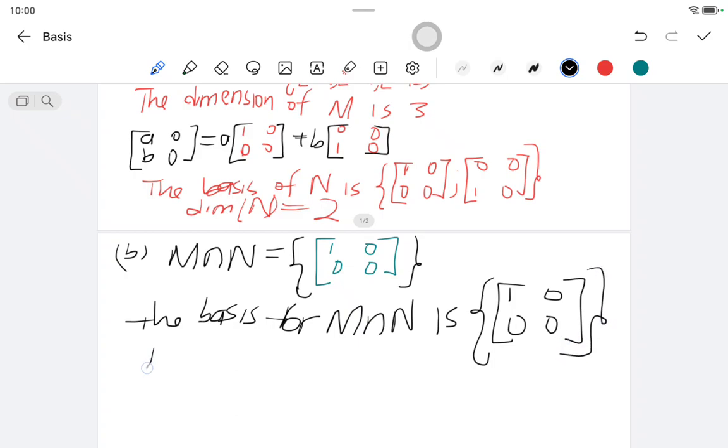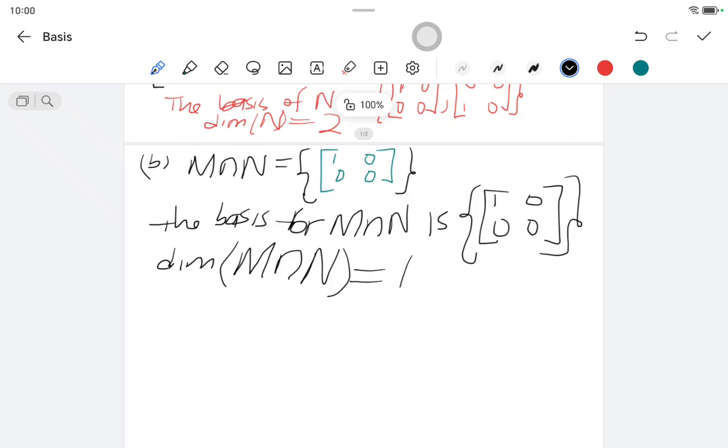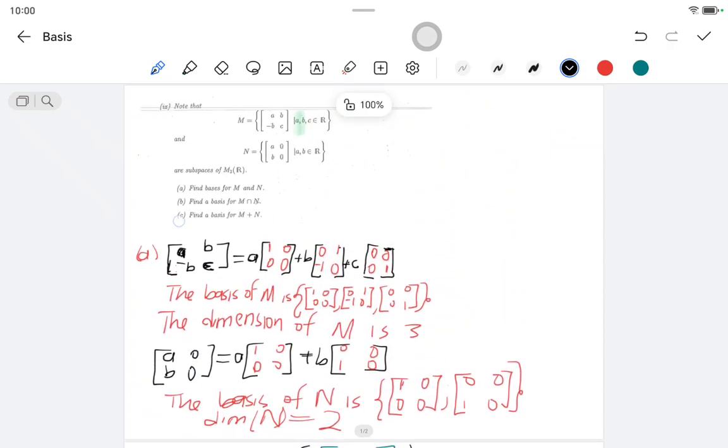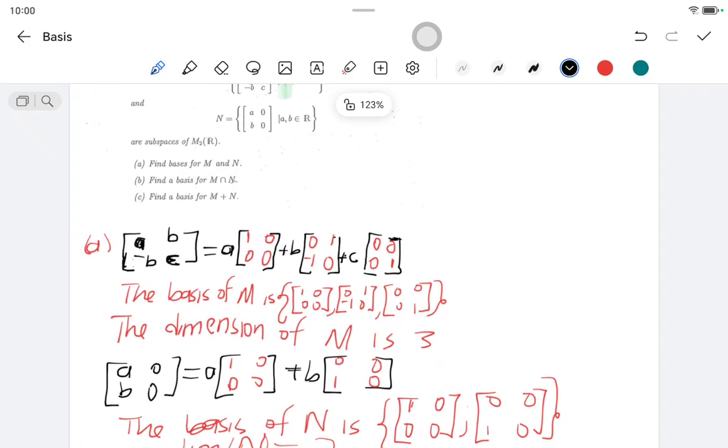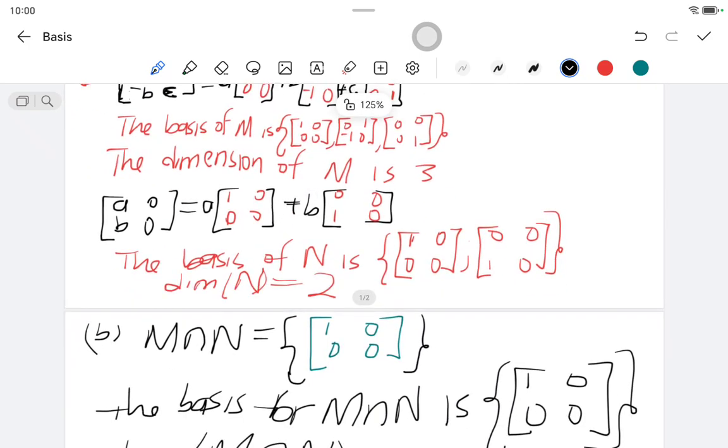Then we check the dimension of M and N is equal to 1, we said. And then we come to C. Now, C, they said we should find the basis for M plus N. You said right. So now we should find the basis for M plus N.